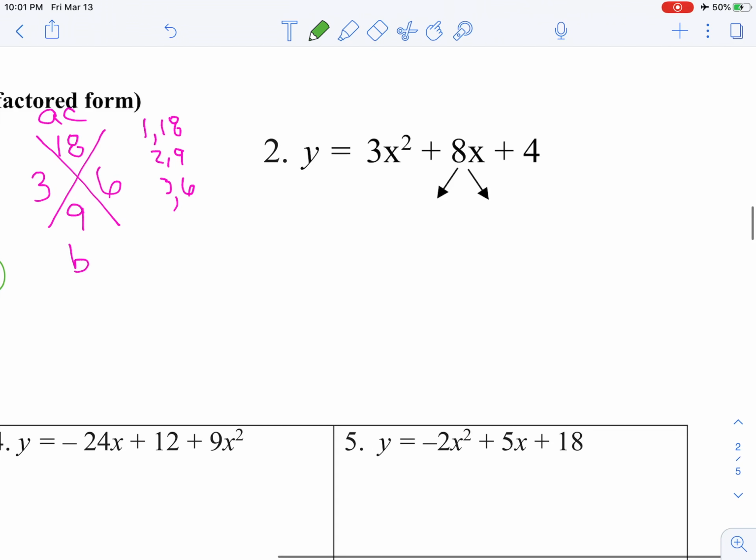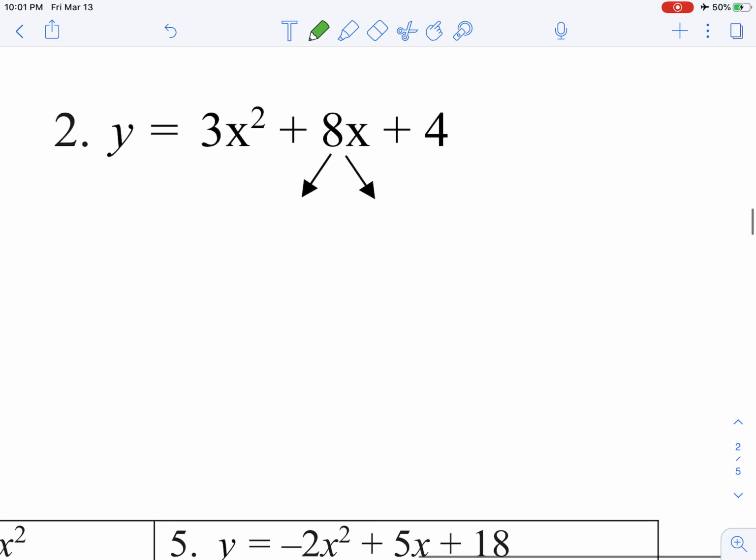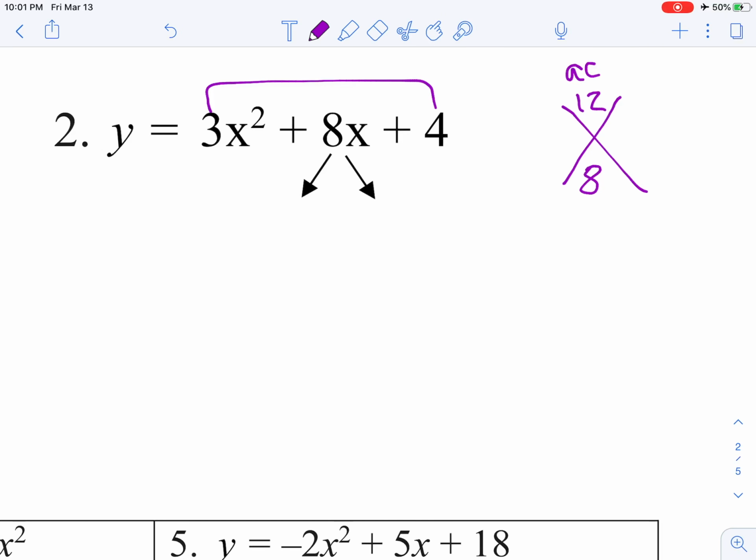Okay, let's try one more here. Now, we are supposed to be looking to see if they have a GCF first. And I apologize because I didn't say that on the last couple. But let's look at it. Does this have a GCF? No, because 3 doesn't go into anything there. So we can clear that out first. So AC is going to go on top. So I take these two and I multiply them together, and I get 12. Then down here is where 8 goes.